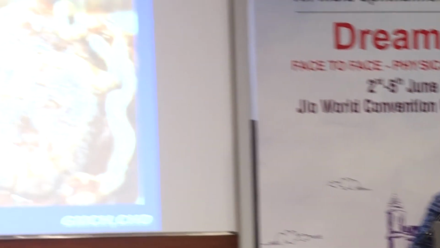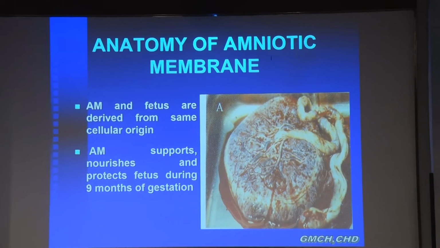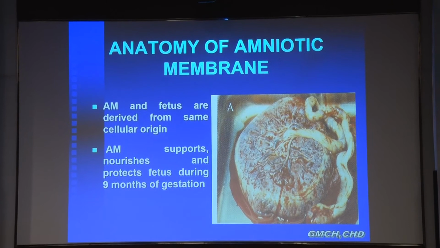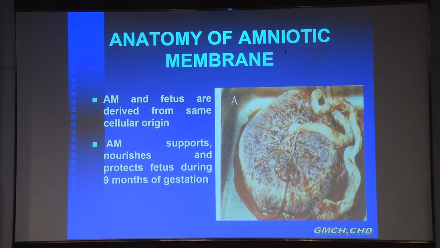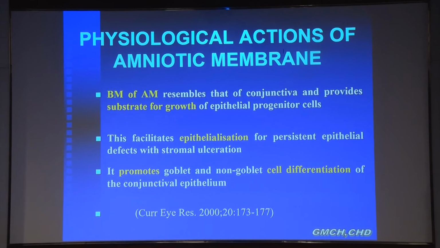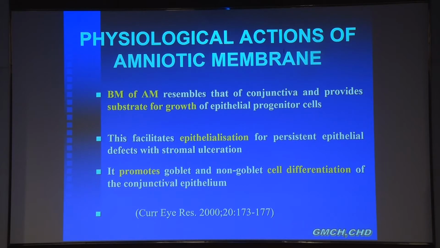So we know the anatomy of the amniotic membrane. The amniotic membrane and the fetus are derived from the same cellular origin. This amniotic membrane supports, nourishes and protects the fetus during 9 months of gestation. The basement membrane of the amniotic membrane resembles that of the conjunctiva and provides a substrate for growth of epithelial progenitor cells. This facilitates epithelialization for persistent epithelial defects with stromal ulceration. It promotes goblet and non-goblet cell differentiation of the conjunctival epithelium.